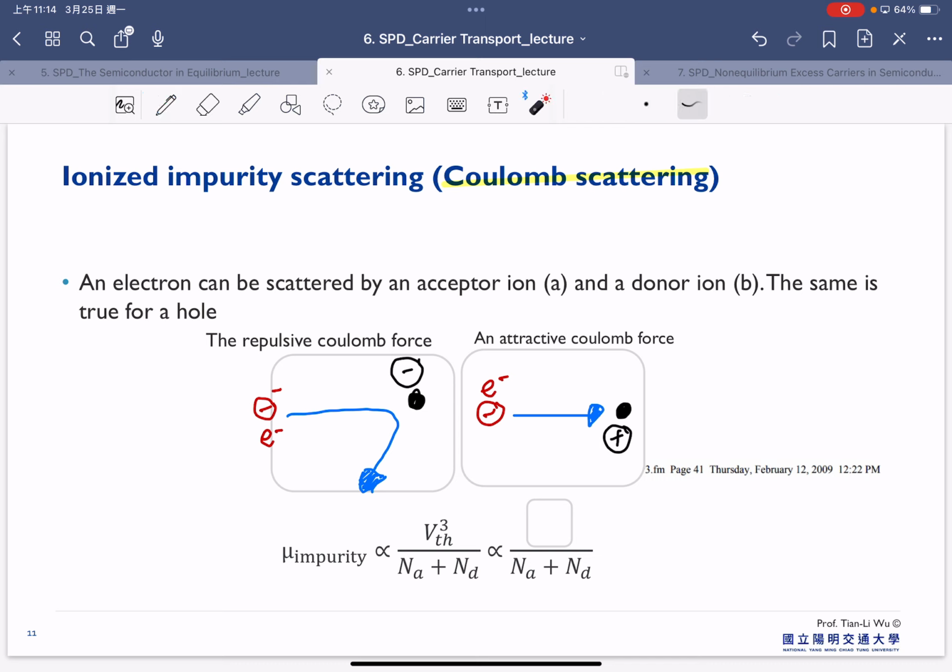So an electron can be scattered by an acceptor ion or donor ion, and the same is true for a hole here. The mobility in this mechanism is also temperature dependent. So therefore, you have this kind of temperature correlation.